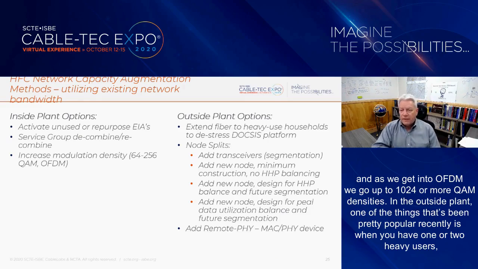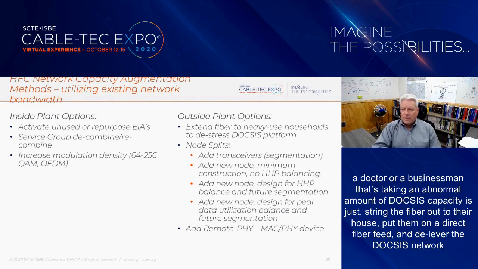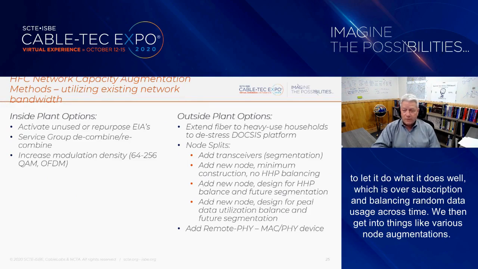In the outside plant, one of the things that's been pretty popular recently is when you have one or two heavy users, a doctor or a businessman that's taking an abnormal amount of DOCSIS capacity, just string a fiber out to their house, put them on a direct fiber feed, and delever the DOCSIS network to let it do what it does well, which is oversubscription and balancing random data usage across time. We then get into things like various node augmentations.